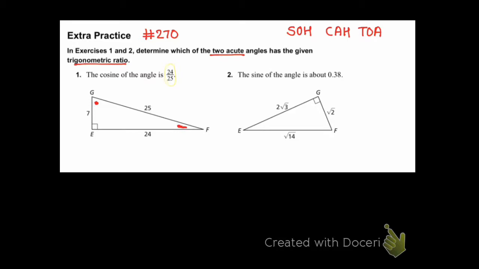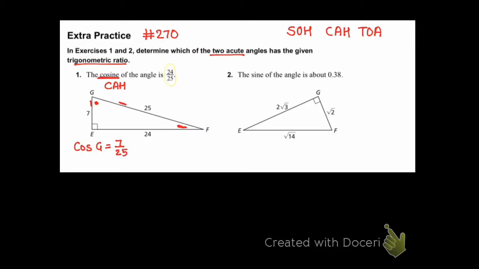So first let's find the cosine of angle G. If I find the cosine of angle G, I know for cosine it is adjacent over hypotenuse. So for G, this is adjacent and this is hypotenuse, so that is 7/25.